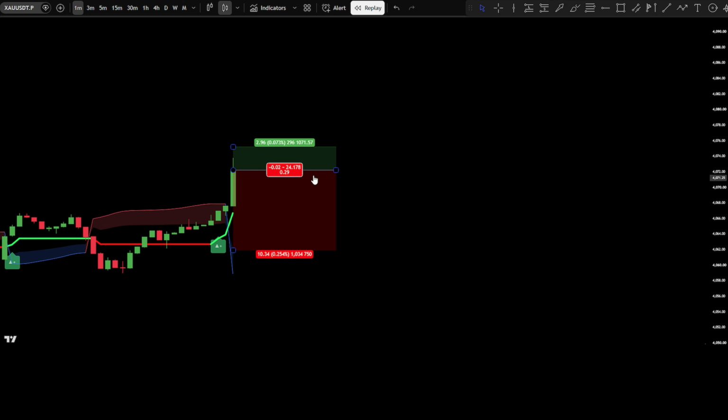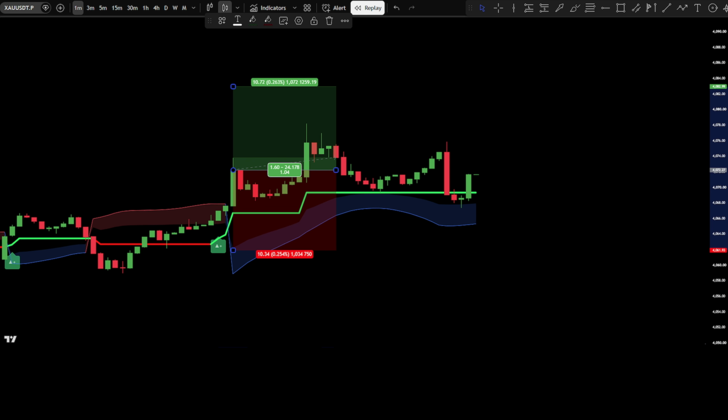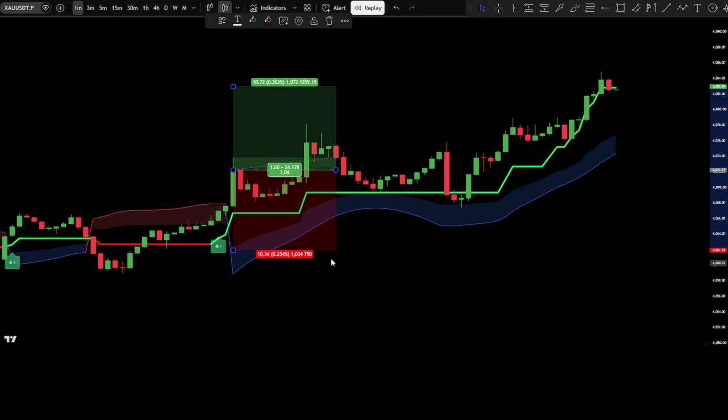Once price reaches a 1-to-1 risk-to-reward ratio, we close half of the position. The remaining half stays open until the blue X exit signal is printed. When the blue X appears, we close the rest of the trade.